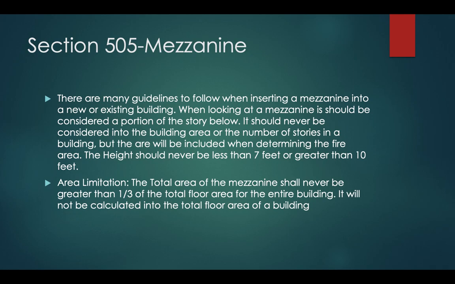So section 505 is about mezzanines. There are many guidelines to follow when inserting a mezzanine into a new or existing building. When looking at a mezzanine, it should be considered a portion of the story below. It should never be considered into the building area or the number of stories in a building, but they are included when determining the fire area. The height should never be less than 7 feet or greater than 10 feet. For the area limitation, the total area of the mezzanine shall never be greater than 1/3 of the total floor area for the entire building, and it will not be calculated into the total floor area of a building.